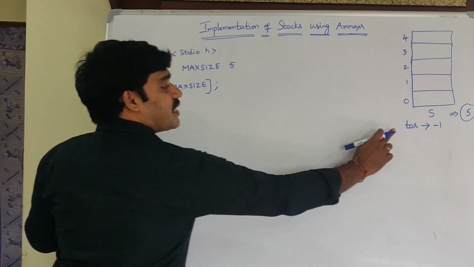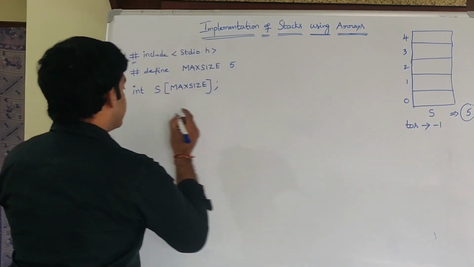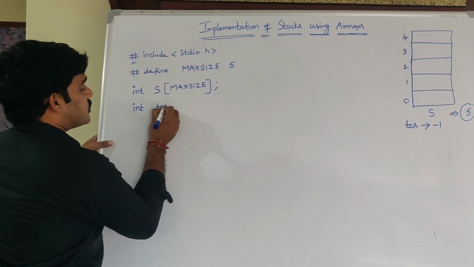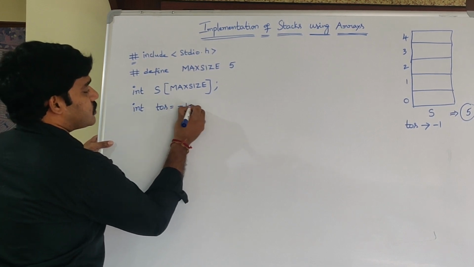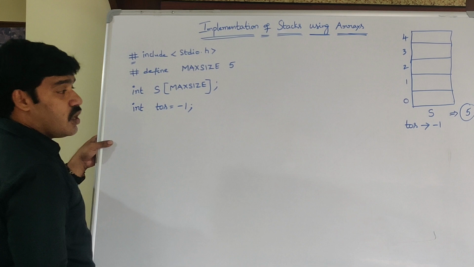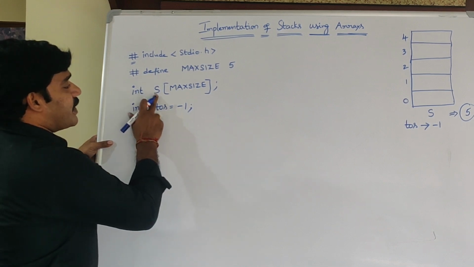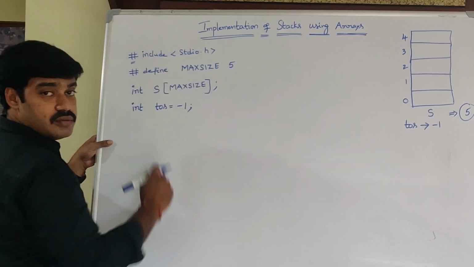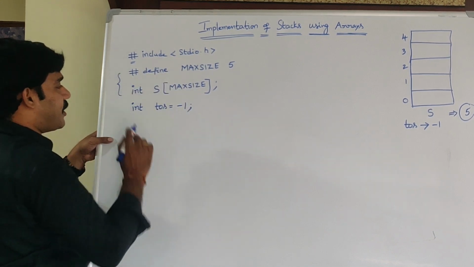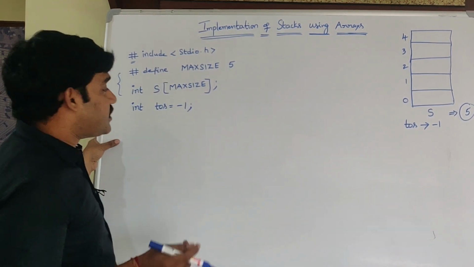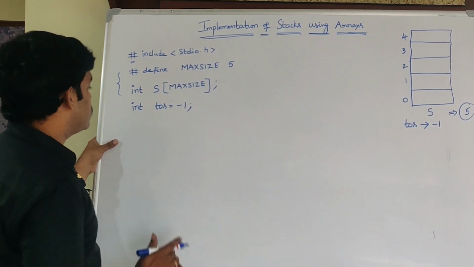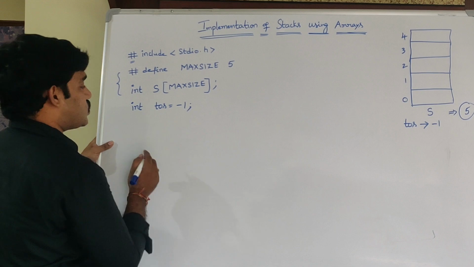Next, what is the initial value of TOS? -1. So int TOS is equal to -1. If you observe carefully here, I am declaring a stack with MAX_SIZE. What is the value of MAX_SIZE? 5. Instead of writing these two statements, if you want, you can write simply int s of 5 also, not a problem. So int TOS equal to -1.